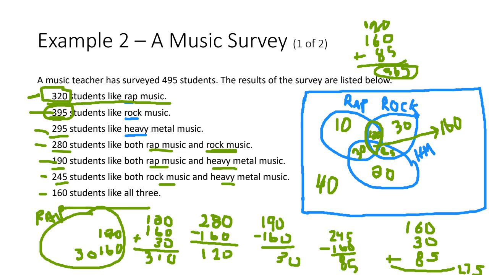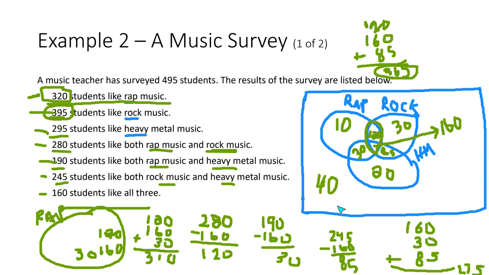Okay. So, for example, some of the questions that you might be asked is, how many students like only heavy metal? Okay. So now we can use the Venn diagram to help us answer that question. So how many people like only heavy metal? So that would be 20. How many people do not like rap, rock, or heavy metal? So that would be these guys on the outside. So that would be 40.